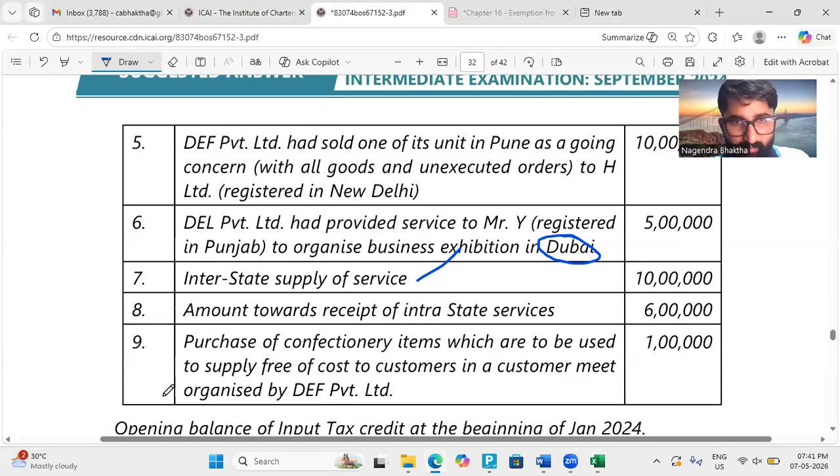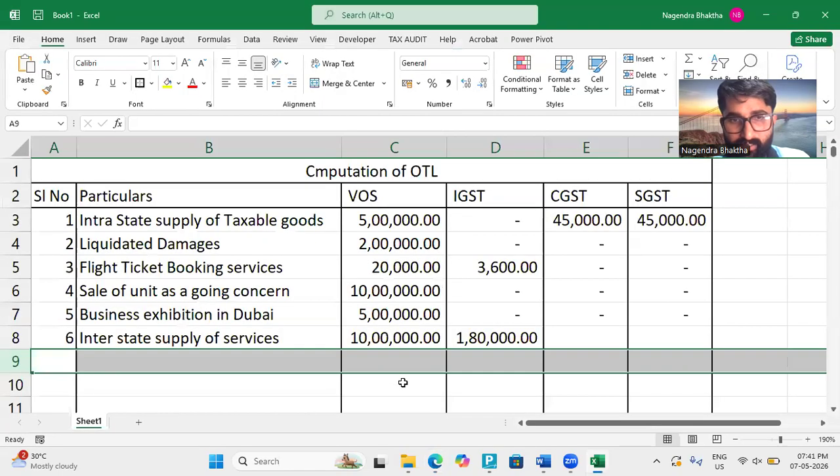Now, amount towards receipt of intrastate services. This is receipt, that means ITC. Purchase of confectionery items which are used for supply of free of cost. So this is also purchases. So on these items we will discuss in the ITC while calculating ITC.